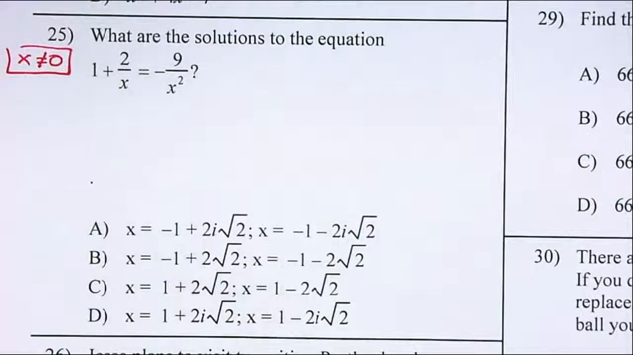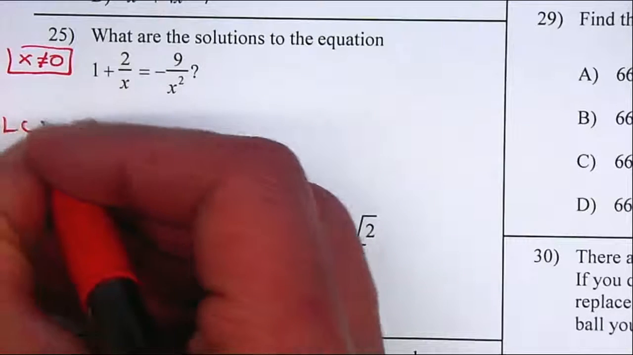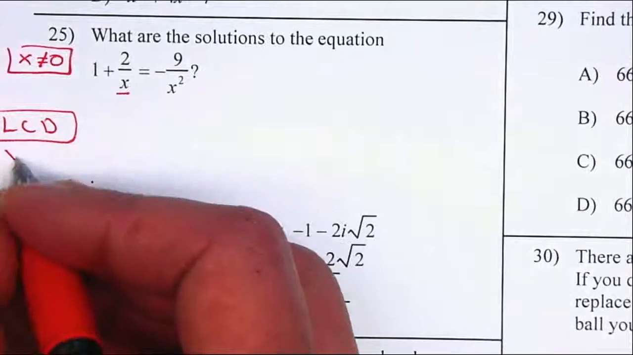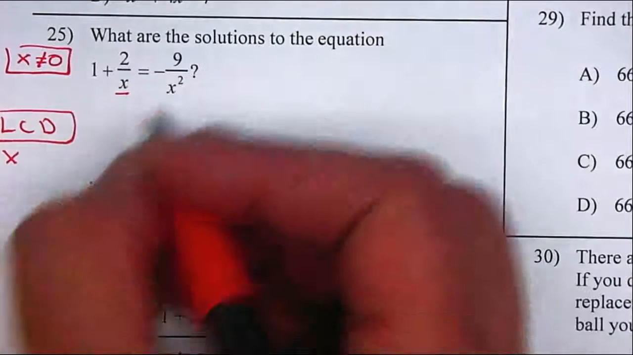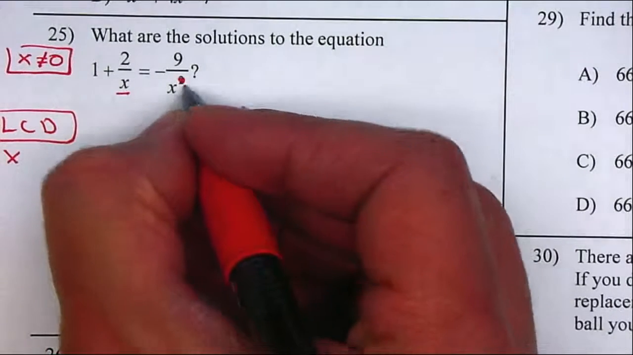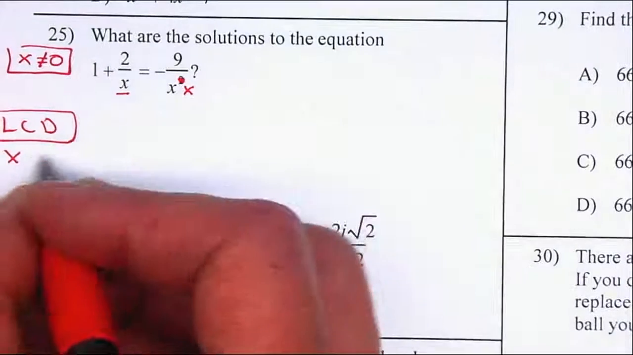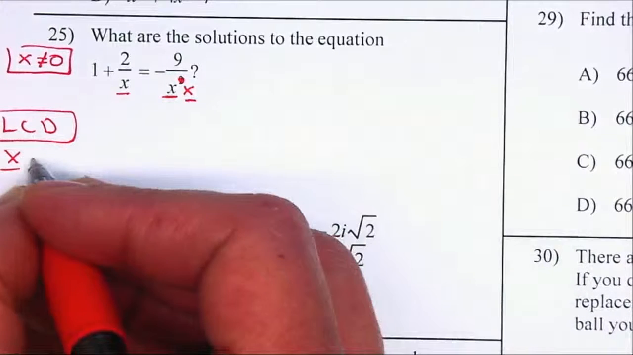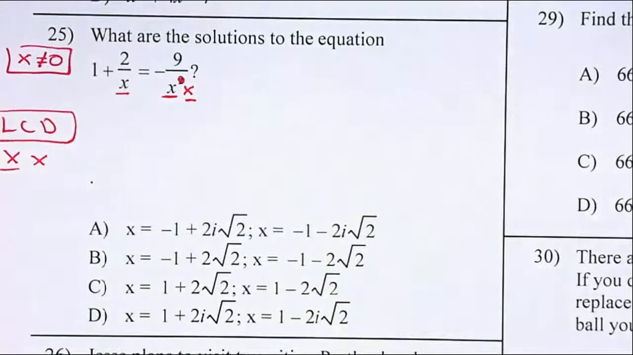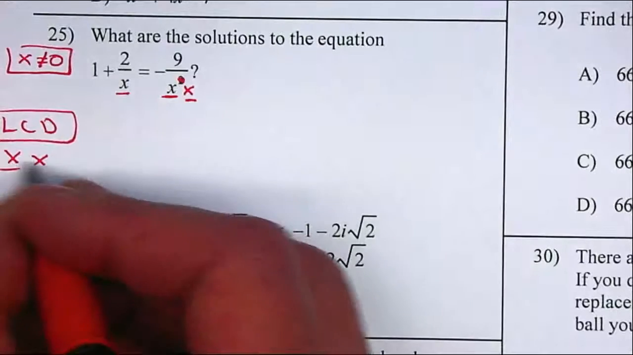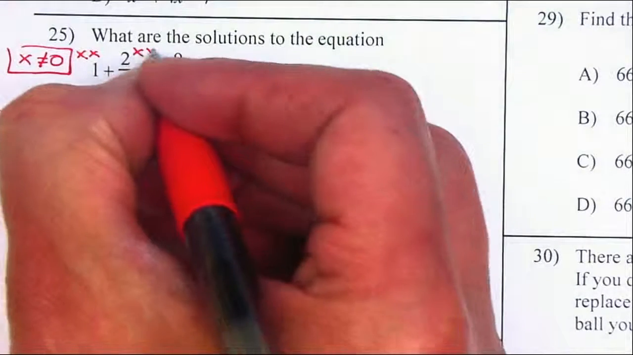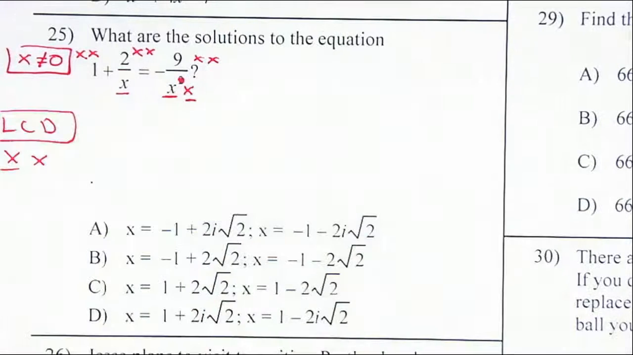I have an x, so I need to multiply by the LCD. Let's say I want to cancel this x, so that will be multiplied by x on each one. This one has two x's, x times x. The first x will cancel the first one, but I need to cancel both of them, so I need to multiply by x and x. So my LCD will be x and x. Multiply each term by x and x.